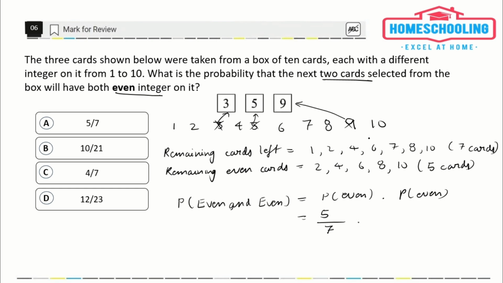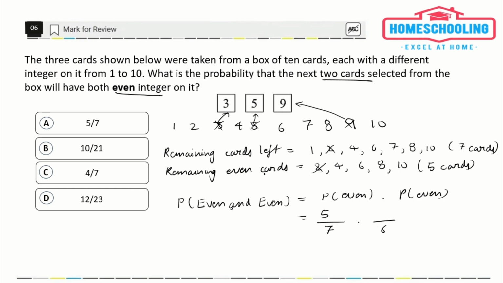Now we have already taken one even card out. Let's say we have taken out the number 2. So now, how many cards are left? Now we're left with 6 cards. So the total number of possible outcomes is 6, because we have already taken one even number out. So now only 6 will be left.